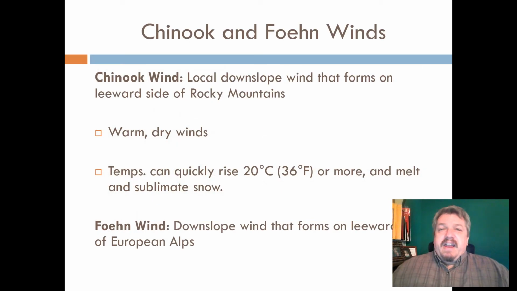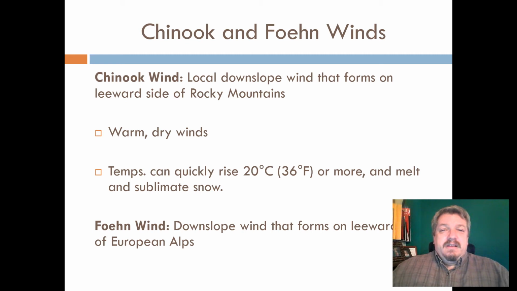Another variation of that kind of process are what we call the Chinook and the Foehn winds. And these are winds that flow up or down the sides of mountains, but very local. The Chinook happens in the Rocky Mountains. These are warm, dry winds, and they flow downslope. So what happens is, remember how when the wind hits the mountain, it goes up, and it cools, and it loses all its moisture. And then when it comes back down the mountain, it's dry.